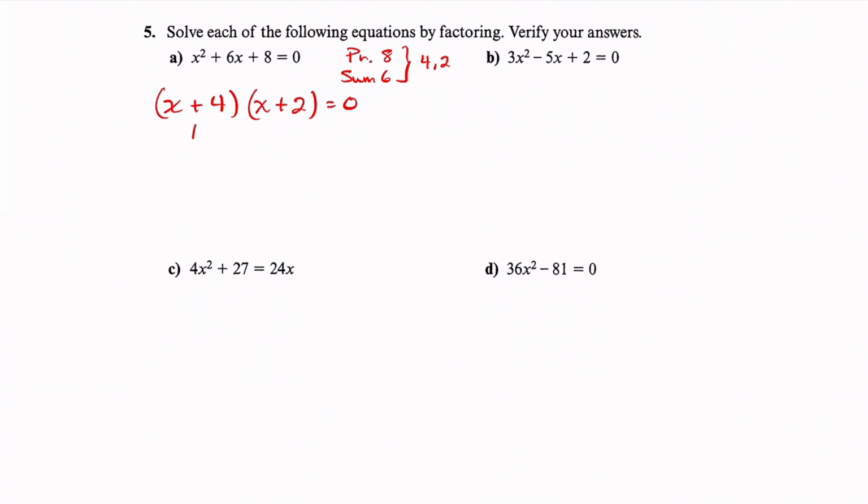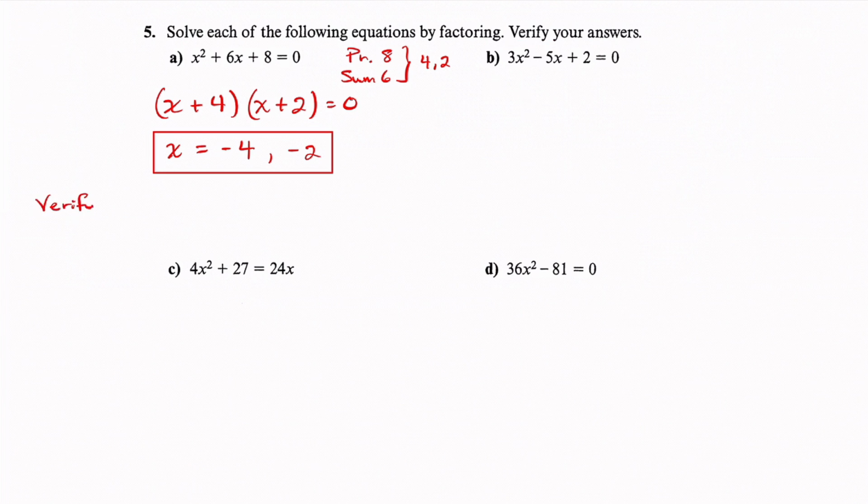And then we just take each of these and set them equal to 0. I can just look at that and know what each one is going to be. So we're going to get x equals negative 4 from the first one, and from the second one you'll get negative 2. And then lastly it said to verify, so we're going to verify our answers here.